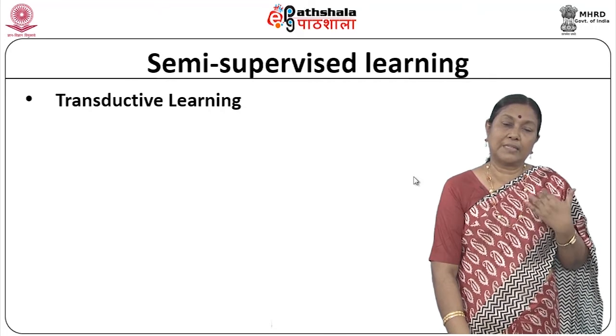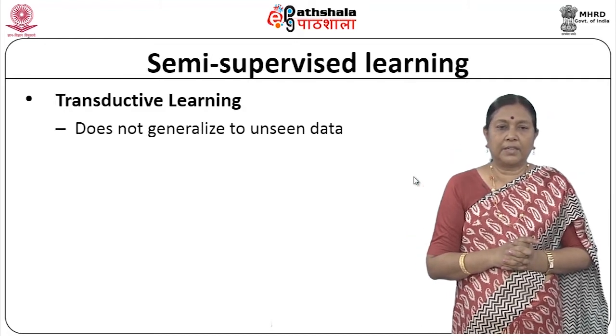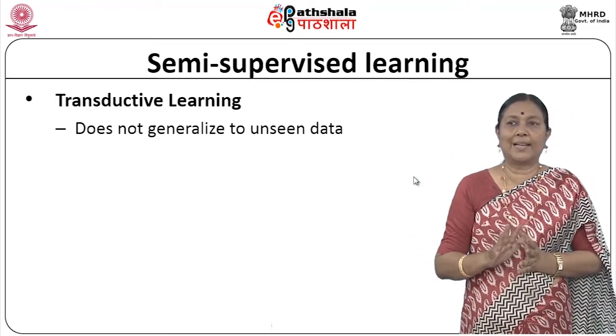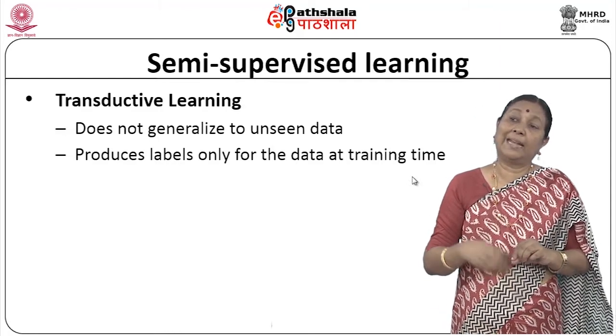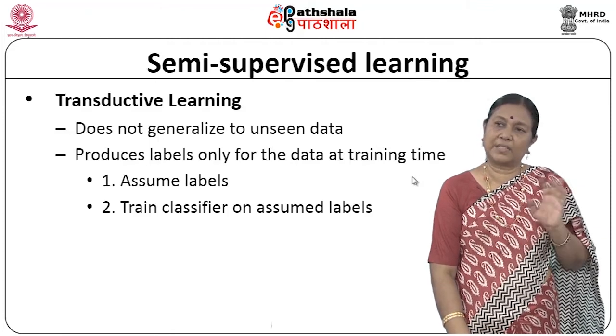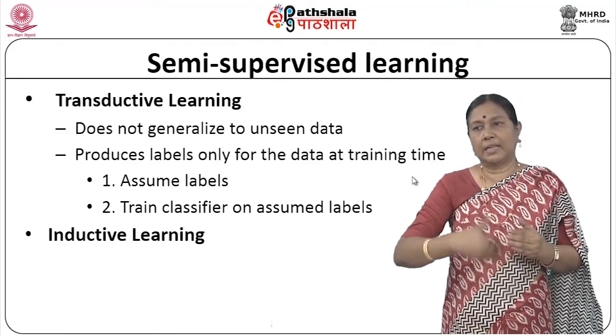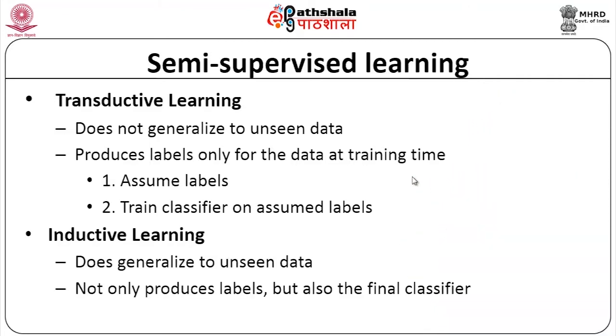Then you have transductive learning, there are 2 types of semi-supervised learning. Transductive learning does not generalize to unseen data. It produces labels only for the data at training time, assumes the labels, and trains classifiers on the assumed labels, and then it keeps doing this. Inductive learning does generalize to unseen data, and produces not only labels but also the final classifier. So, you have transductive learning and inductive learning.